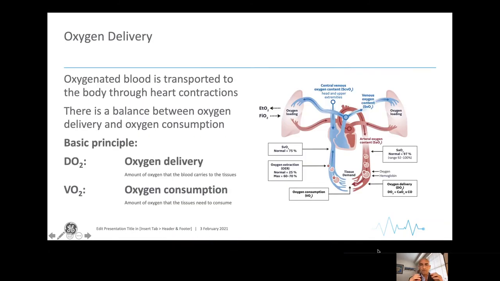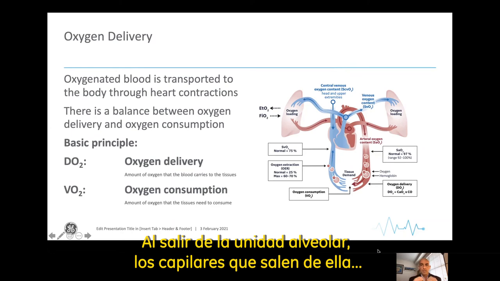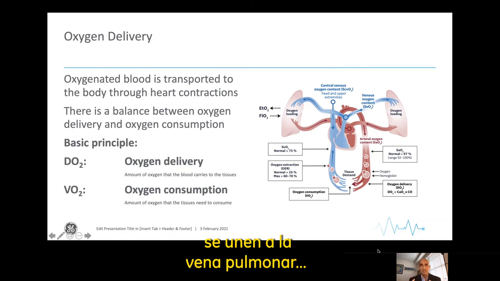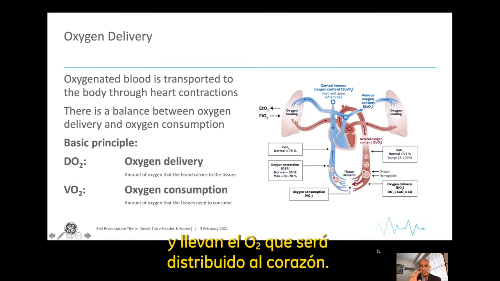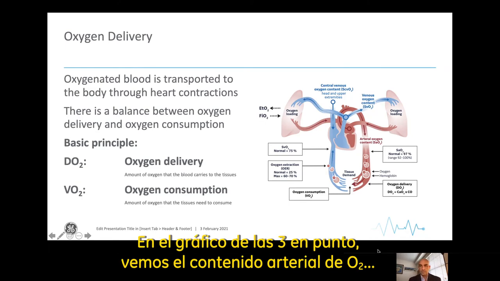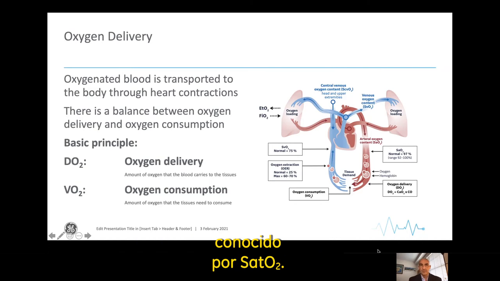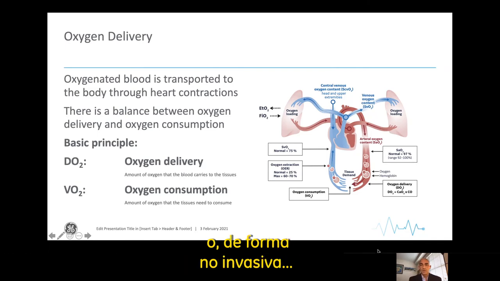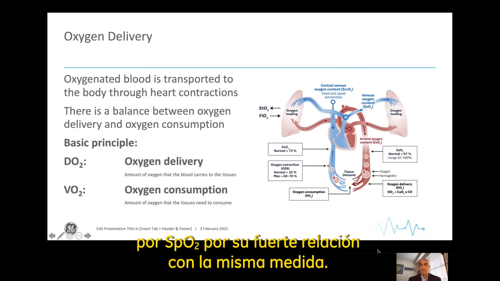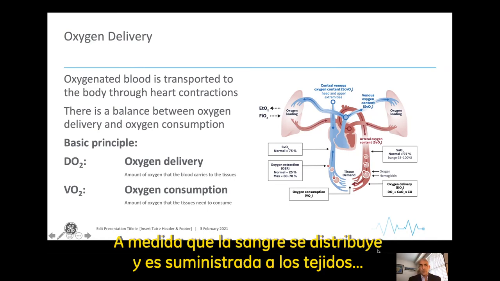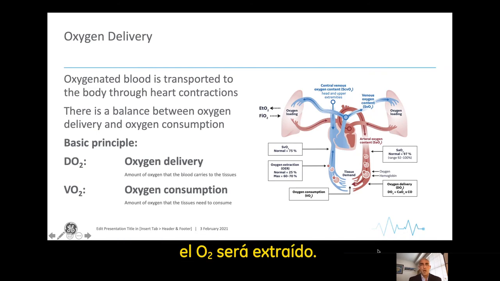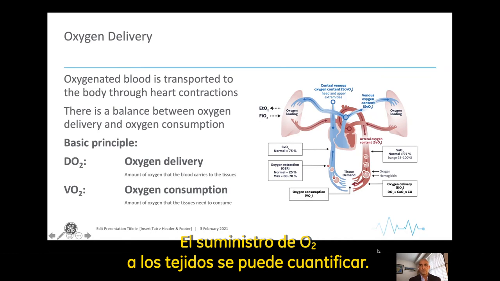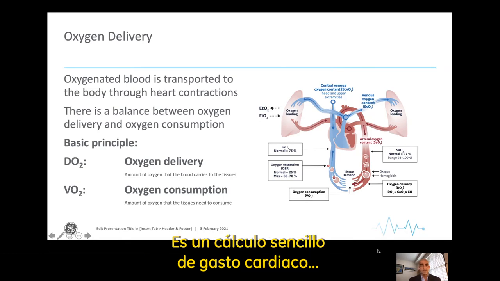Moving along to oxygen delivery. Once we leave the alveolar unit, the capillary coalesces into the pulmonary vein and then delivers into the heart. Oxygenated blood will then get distributed through the aorta. And at the 3 o'clock position, you will see the arterial oxygen content, also known as SaO2. The easiest way to evaluate that clinically is either from our arterial blood gas or non-invasively through SpO2, which serves as a strong correlate of that same measure. As the blood travels down and gets delivered to the tissue bed, oxygen will get extracted. The delivery of oxygen to the tissue bed is quantified as oxygen delivery, and it's a simple calculation of the cardiac output as well as the arterial oxygen content.